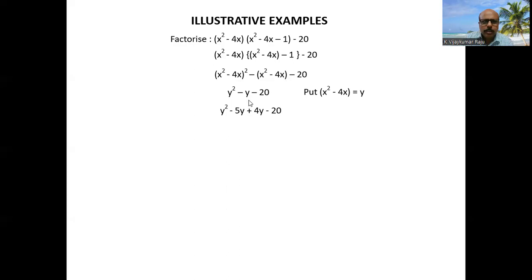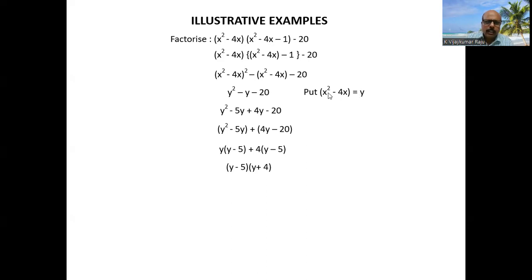Split the middle term. 5 4s are 20, minus 5y plus 4y minus 20. Take common from these two. Y is common here. Take common from these two. Take out common, it becomes y minus 5. Take out 4, 4 into y minus 5. So y minus 5 into y plus 4. Now, this is the factor.